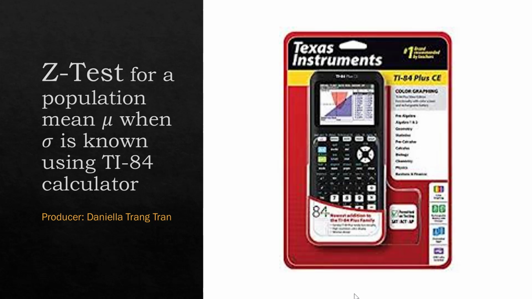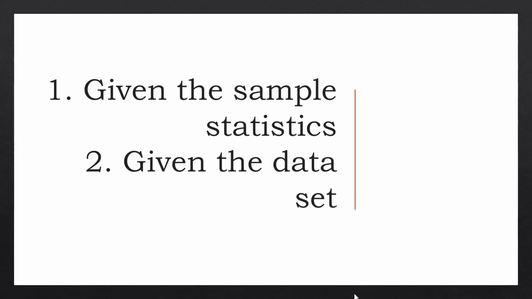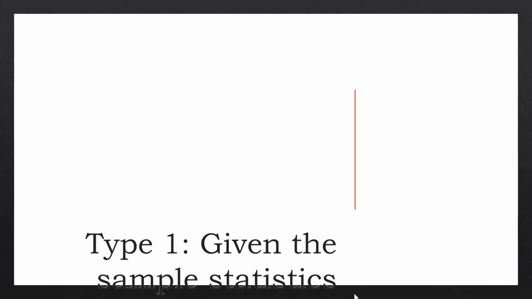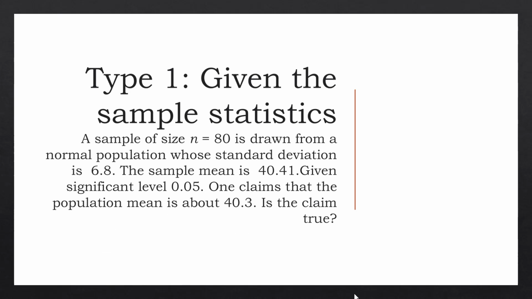It's Danielle here, and today I'm going to show you how to run the z-test for a population mean mu when sigma is known using the TI-84 CE calculator. Similar to the z interval, there are two types of problem. One is when you are given the sample statistics, and one is when you are given a data set. And we are going to use the function z-test to deal with these two types of problem. So let's take a look at the first one.